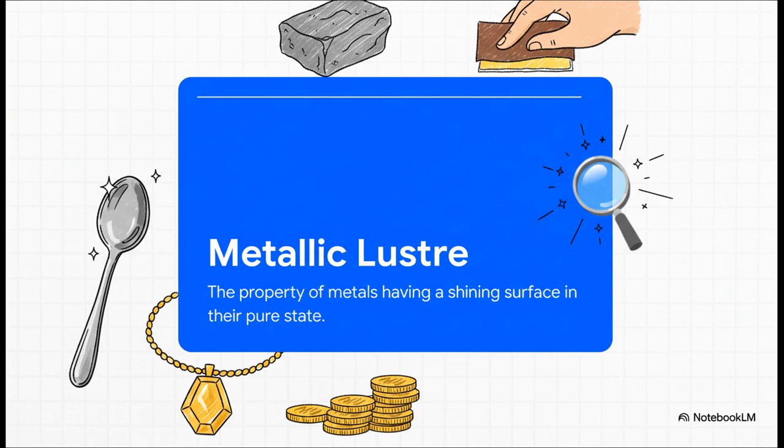The very first property is called luster. You know when you see a piece of gold jewelry or a brand new steel spoon, it has that beautiful shine, right? That shiny surface is what we call metallic luster. It's the natural shine that all metals have in their pure state. Even if you take a piece of iron that looks dull, if you scrub it with sandpaper, you will see that shiny surface hiding underneath.